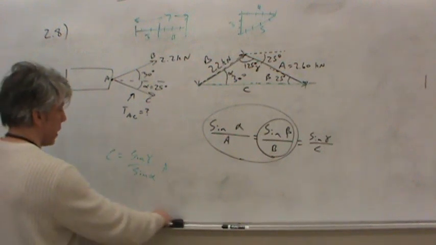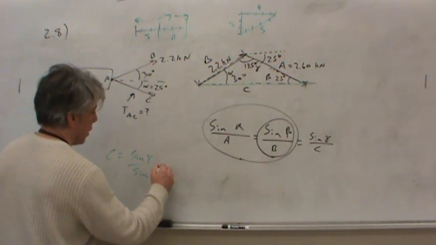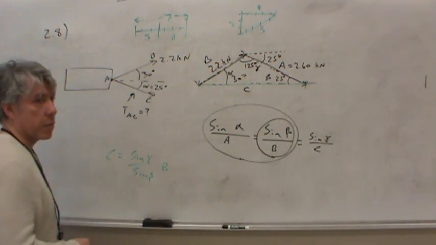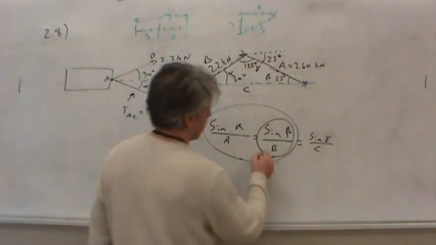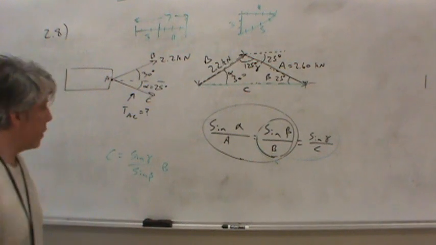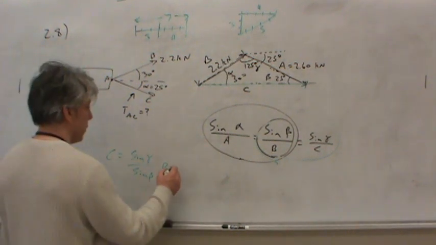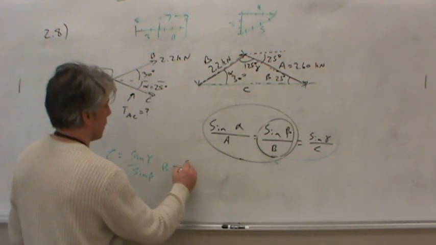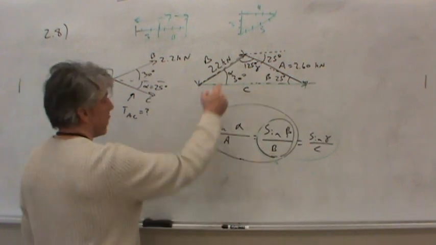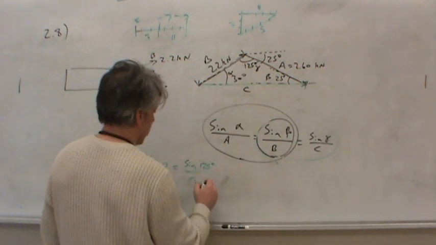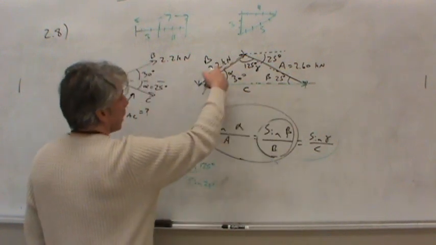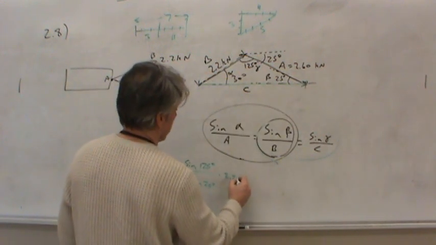Except I don't really want to use A. I would rather use B and beta because that's what was given. Okay? So all I'm really doing is using this equation now, just rearranging it. So let's try it. We'd have sine of gamma, gamma is 125 degrees, over sine of beta, beta is 25 degrees. Length opposite B is 2.2 kilonewtons.